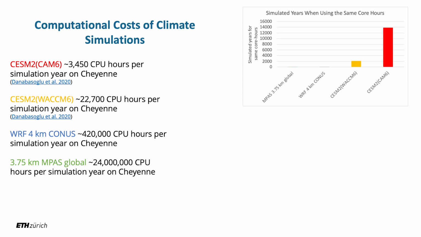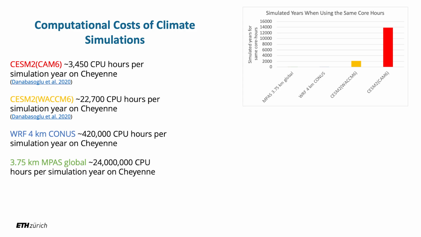We did simulations with the Weather Research and Forecasting model, which is similar to COSMO or ICON. It's a regional model at 4 kilometers, but only over a regional domain. So this was over the North American continent, approximately 5% of the globe. Now we have another order of magnitude more costs per year. Now we are at 420,000 core hours per year.